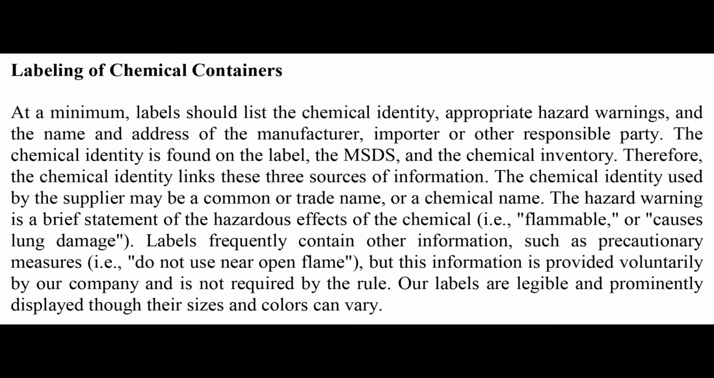Labeling of chemical containers. At a minimum, labels should list the chemical identity, appropriate hazard warnings, and the name and address of the manufacturer, importer, or other responsible party. The chemical identity is found on the label, the SDS, and the chemical inventory. Therefore, the chemical identity links these 3 sources of information. The chemical identity used by the supplier may be a common or trade name or a chemical name. The hazard warning is a brief statement of the hazardous effects of the chemical, i.e. flammable or causes lung damage.